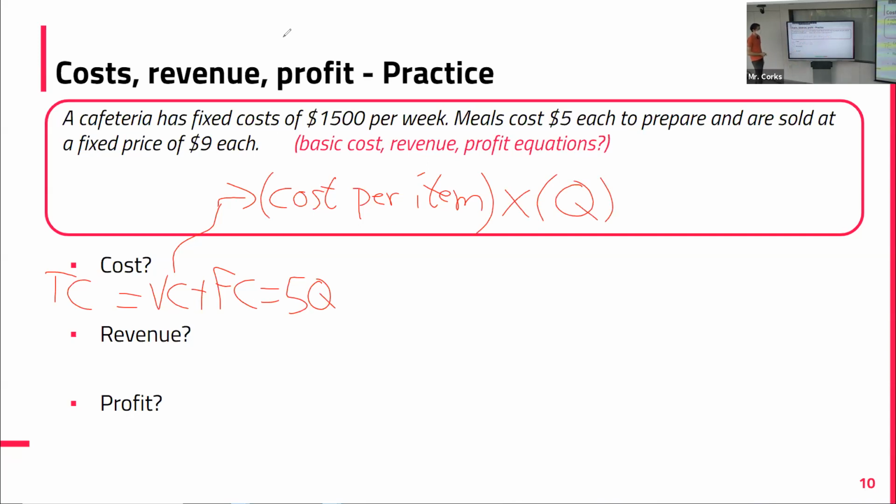So numbers. Okay, so plus 1,500 for our fixed costs. Okay, so which one is TR, total revenue. Okay, so that's our P times Q. This one is our 9Q here. All right, so there's our total cost.